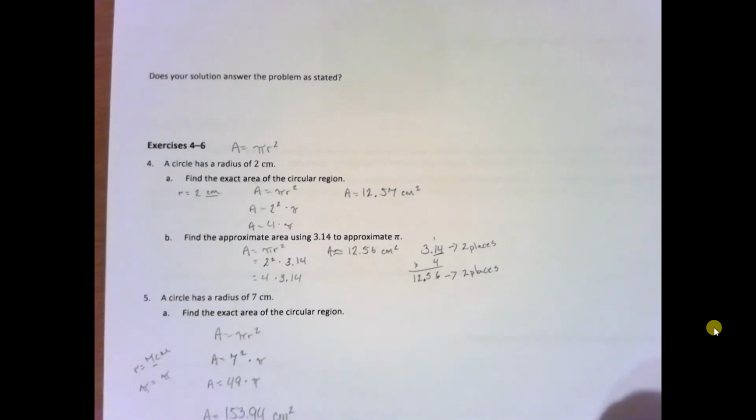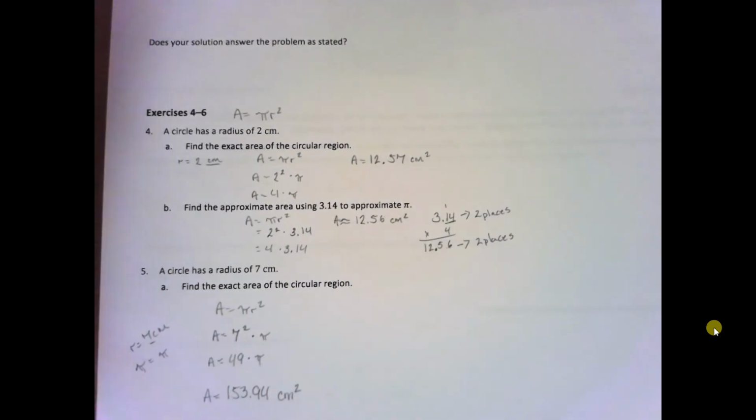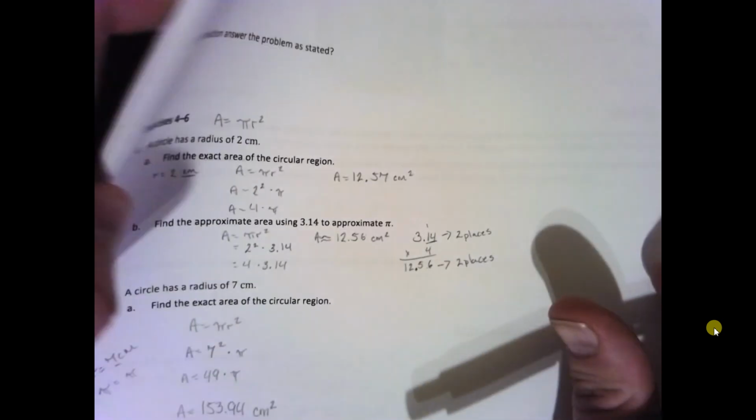Let me come down a little bit so everybody can see. 153.94 centimeters squared. All right. Now, that's it. Okay? We just worked on area of a circle. Now, what does that mean for you? Well, it means a few things. Okay?